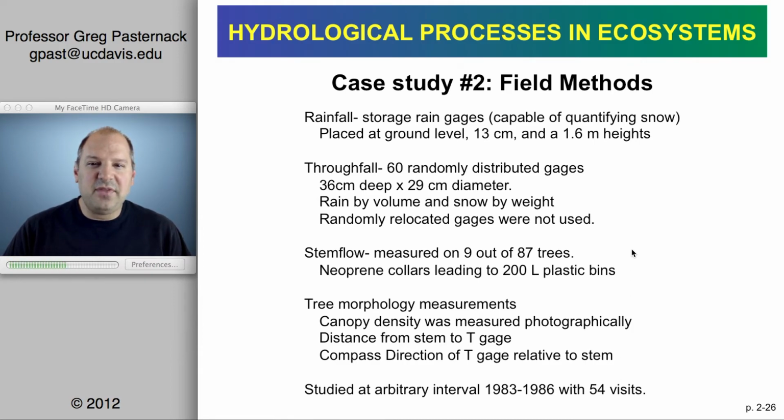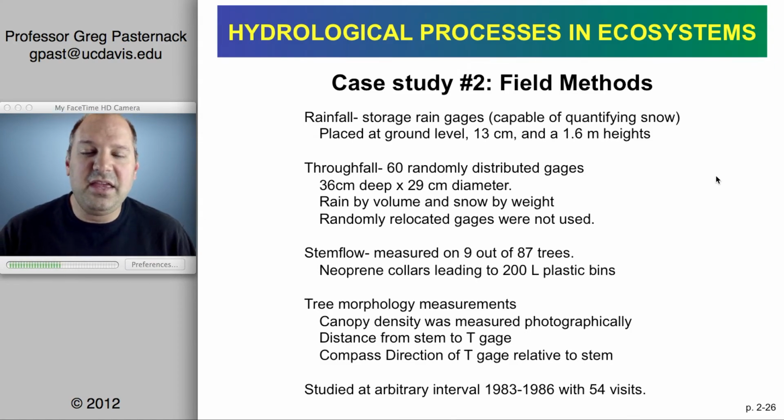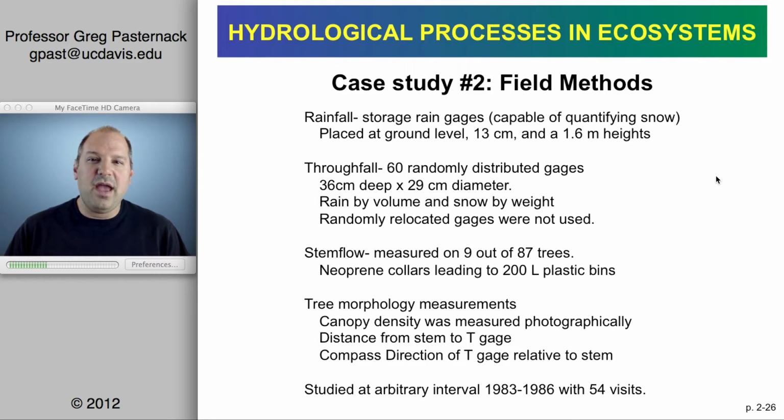In this case, the field methods consisted of not using tipping bucket rain gauges because a tipping bucket rain gauge can't handle snow. The snow would just pile up on top. Now they do make some heated tipping bucket rain gauges that in theory, if they keep up with the rate of snowfall, can melt the snow and have it go, but that becomes very expensive. You need a lot of energy. So in this case, they just took standard manual buckets, not a rain gauge, but essentially just a bucket. These gauges are placed either at ground level or higher off the ground, particularly to capture the snow.